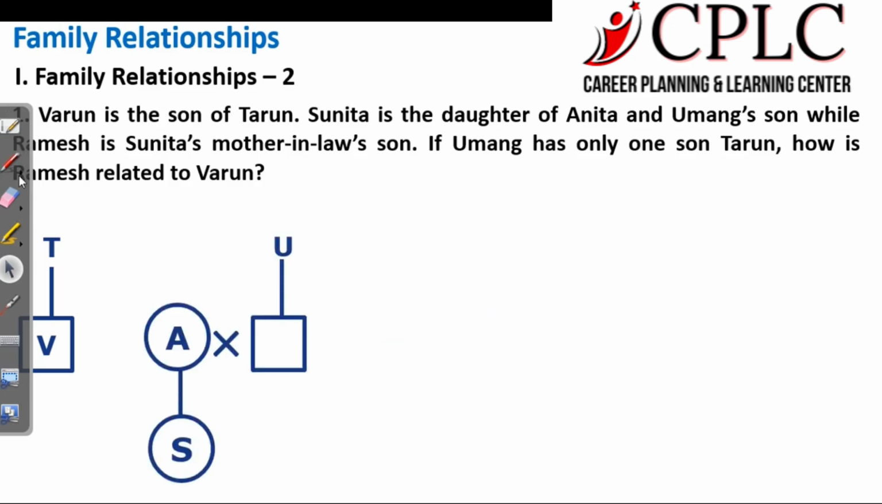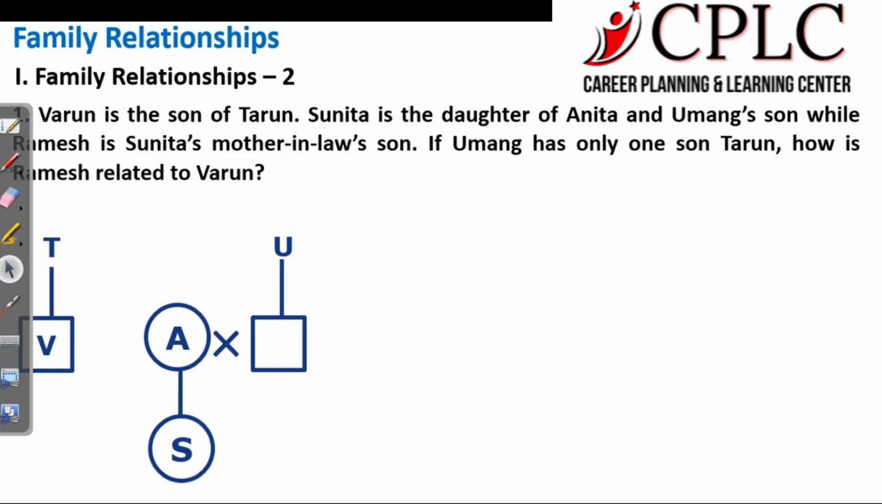So as you can clearly see, Sunita is a daughter, so she is a female. She is a daughter of Anita and Umang's son. Okay. The next one is this: Ramesh is Sunita's mother-in-law's son.